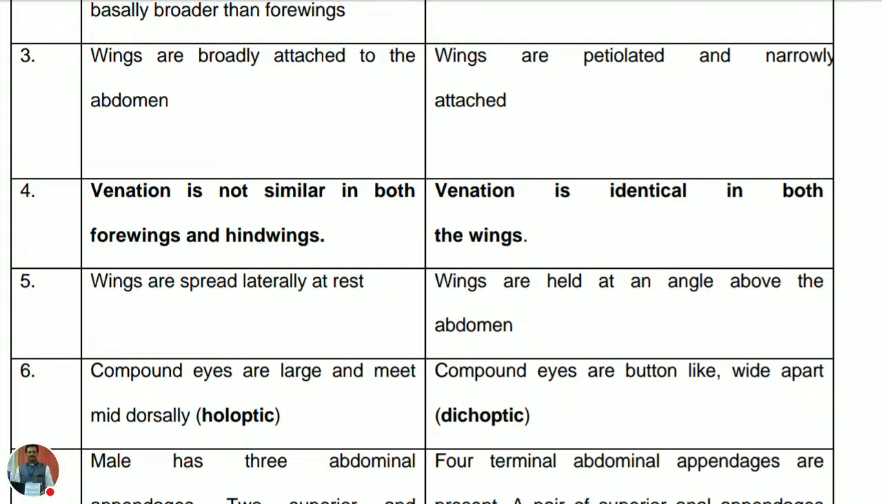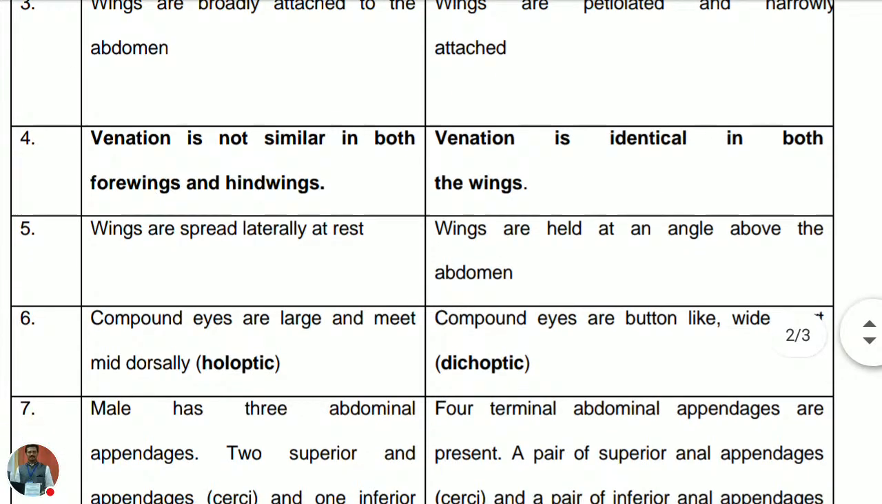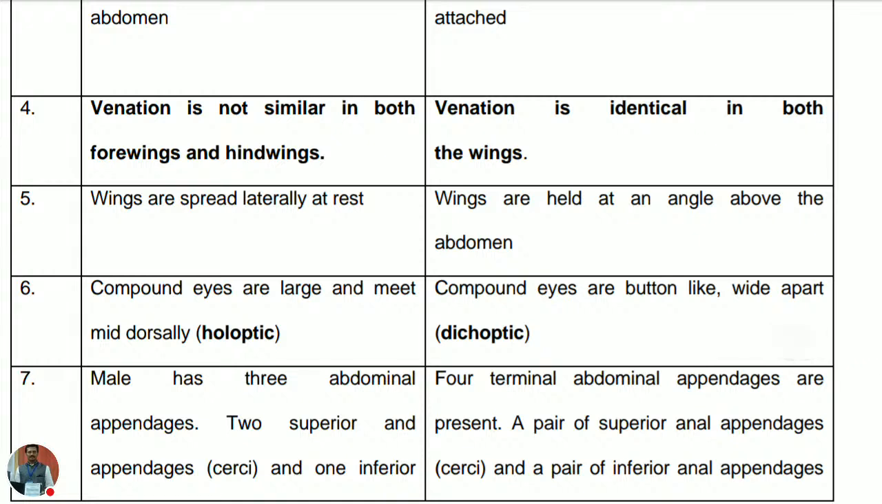Fifth point, the wings are spread laterally at rest. In case of dragonflies, it means they can't fold their wings over the body like other insects, and the wings are held at an angle above the abdomen in case of the damselflies.